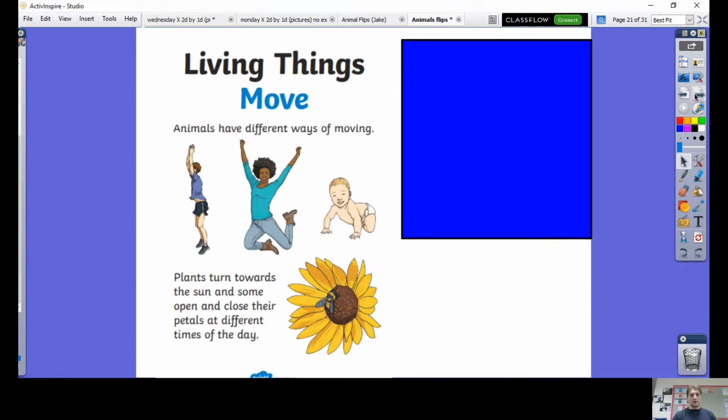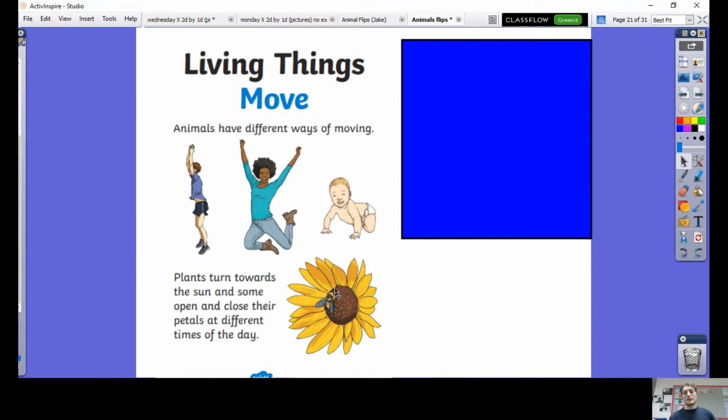Just like Mrs. Gren said first, living things can move. Animals have different ways of moving. As humans, we can see here that we're doing different poses. This man's obviously doing PE, maybe doing some of Mr. Cox's workouts. And he can be doing different star jumps, moving around. This woman's jumping up in the air. This is obviously a baby, so it's just learning to move and move around, and it's crawling at the moment.